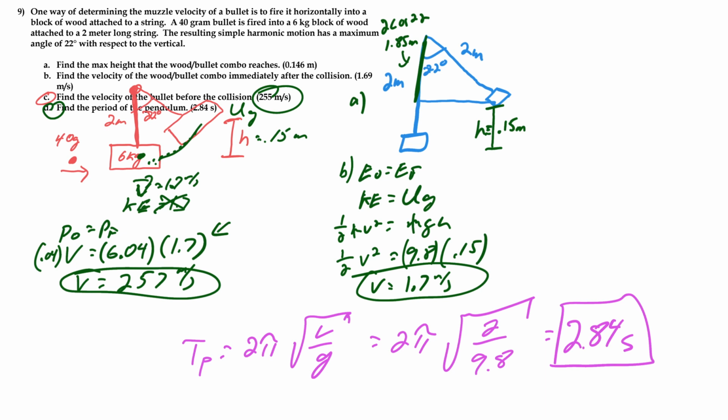So again, the reason we do this is we're actually trying to find the velocity. How fast is that bullet moving? And in this case, we did this experiment, we got 257 meters per second. All right, let me know if you have any questions.